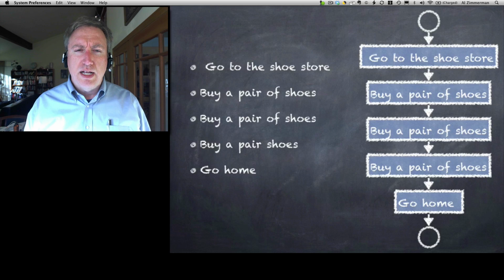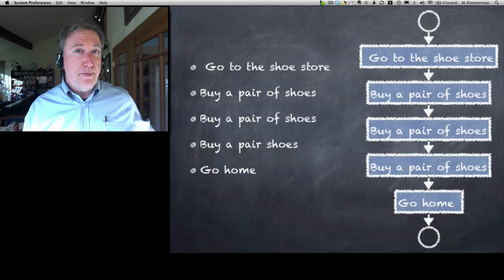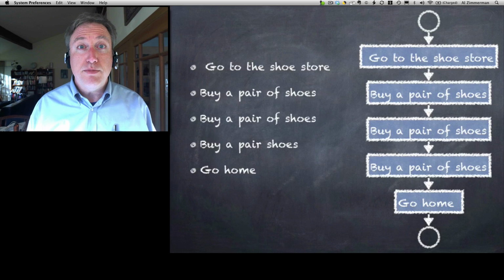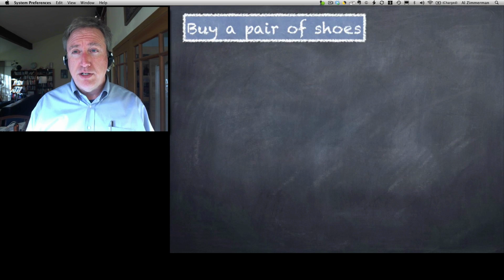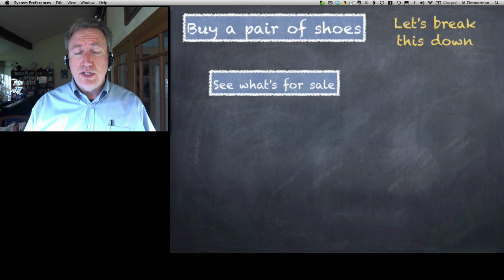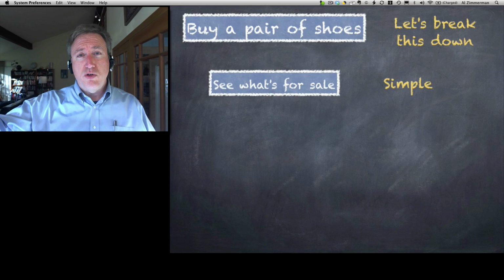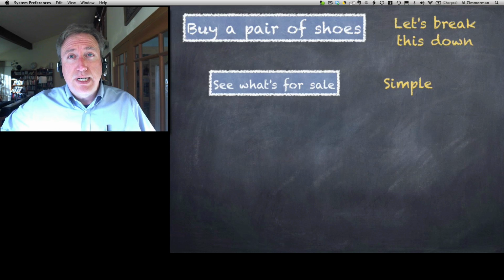But if this person has never bought a pair of shoes before, then maybe they need more detail in that one statement about buying a pair of shoes. So let's break that down. Inside of buy a pair of shoes, we're going to break it down and add some more detail. The first thing we're going to say is, walk into the store and take a look at what's available. Now this is pretty simple, so I'm not going to break it down any further.